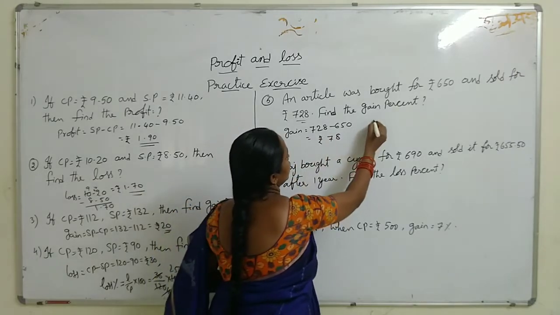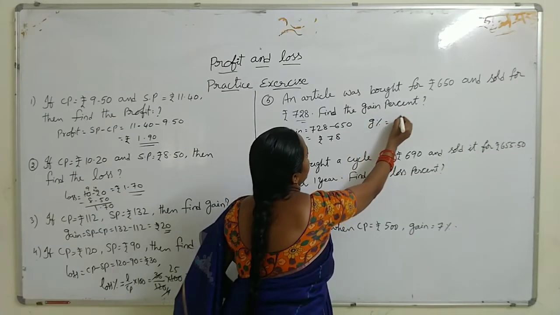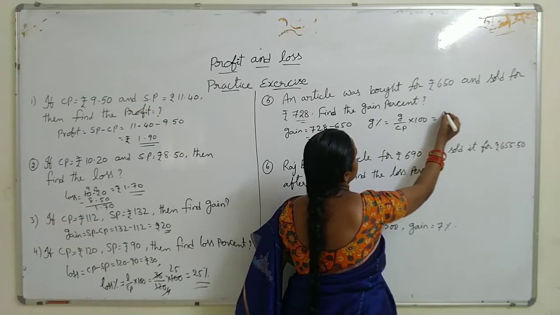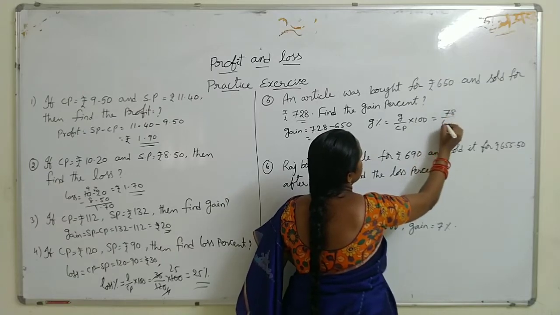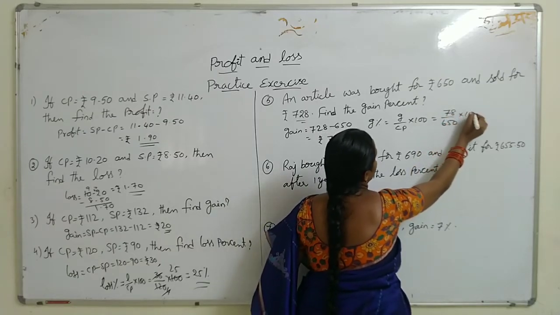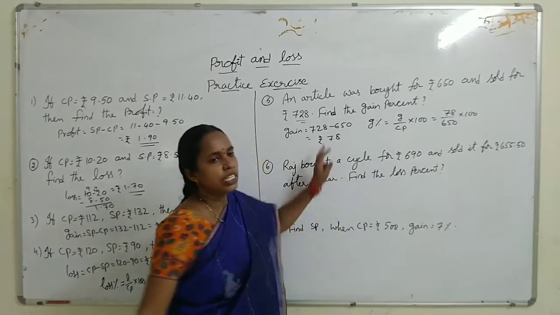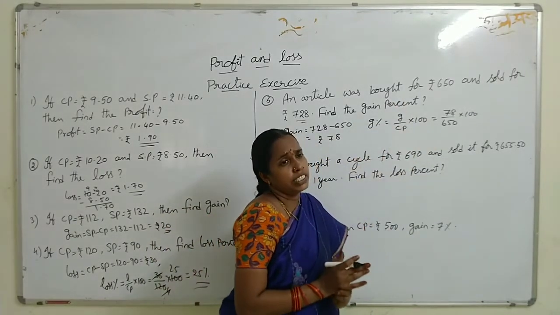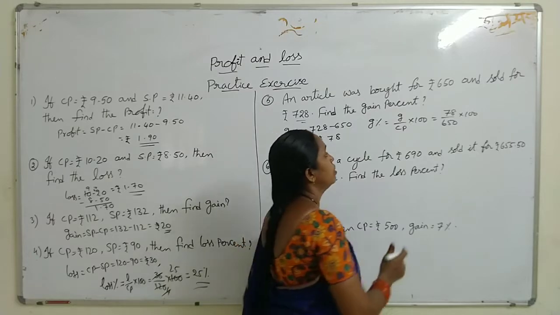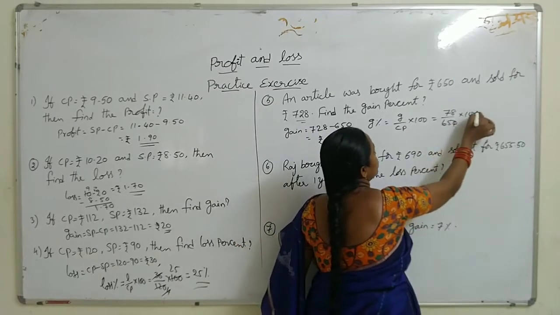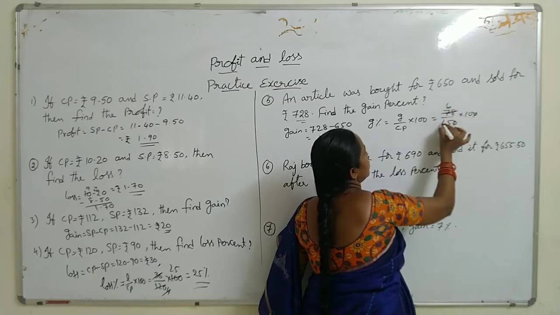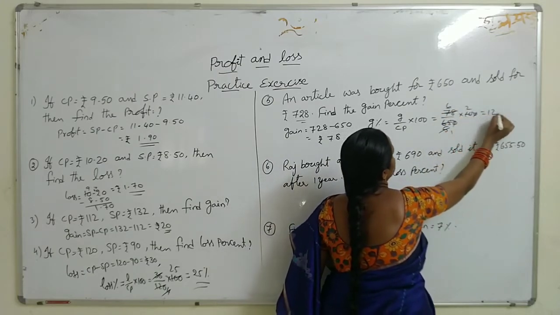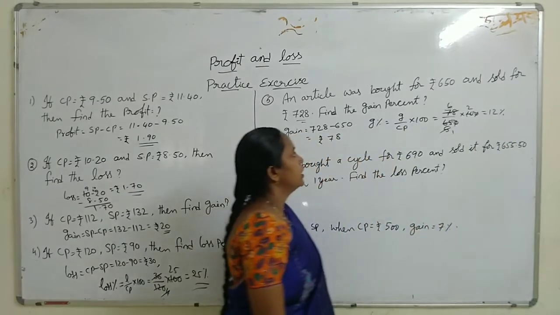Then gain percent equal to gain by CP into 100. That is 78 by 650 into 100. Then gain 78 rupees, cost price is 650. So 78 and 65 both are in 13th table. So 0, 0 cancel. 13 6s are 78, 13 5s are 65, 5 1s, 5 2s. Therefore 6 2s are 12% gain.